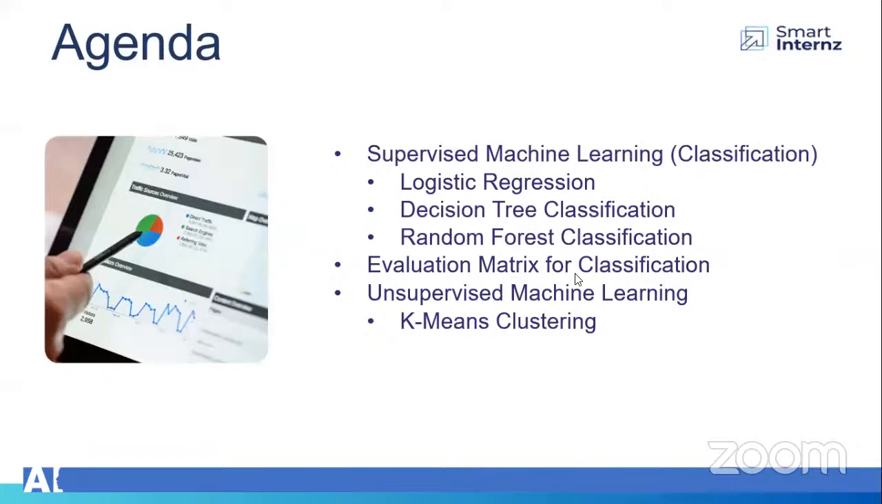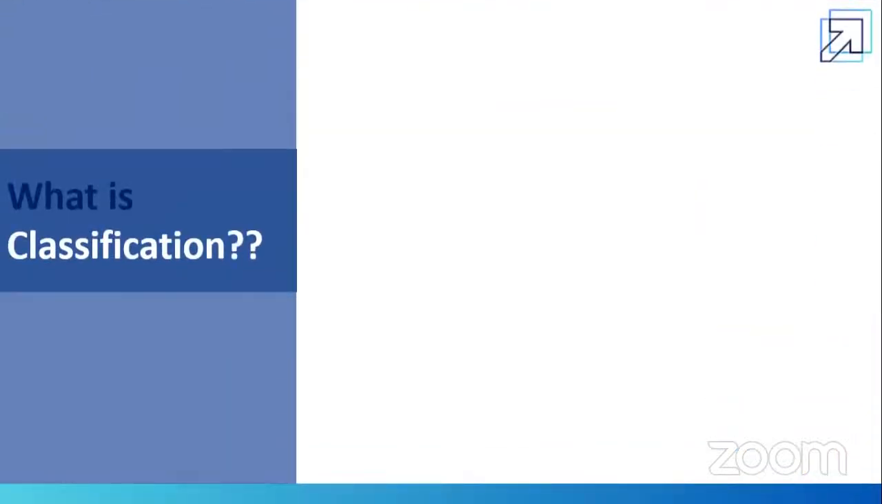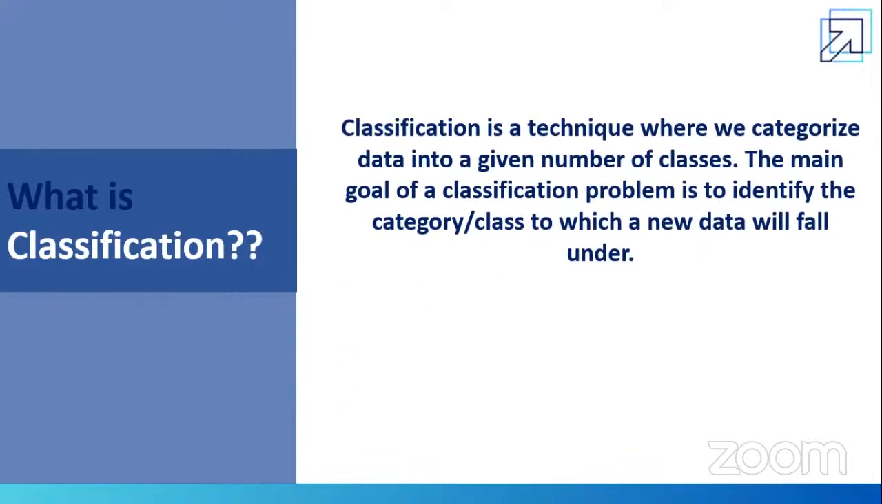Okay. So now let us begin with our first topic for today, that is supervised machine learning classification algorithm. Before moving on to the algorithms, let us first see what is classification. We all are familiar with what is classification, as we have done in the two introductory sessions. We have learned about classification. So let us just brush up the concept of classification. Classification is a technique where we categorize data into given number of classes. The main goal of classification is to identify the category or class to which a new data will fall.